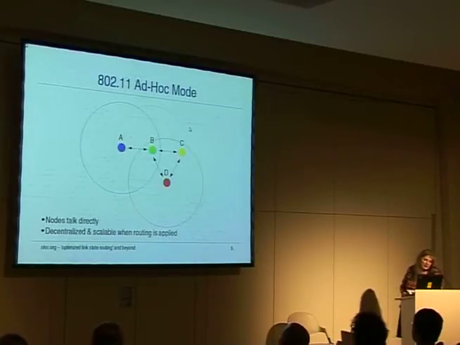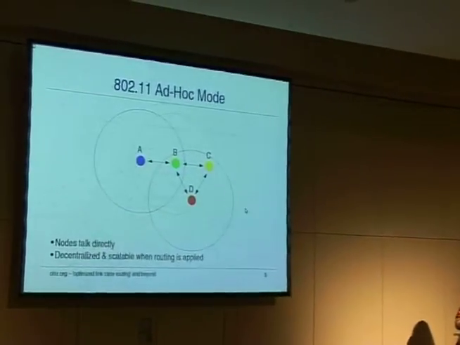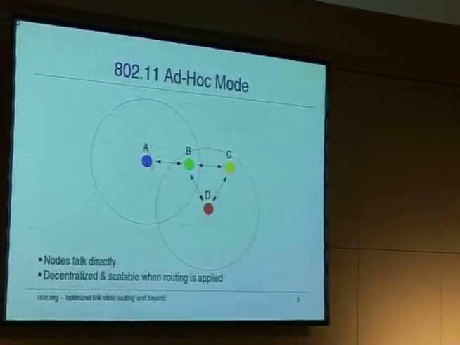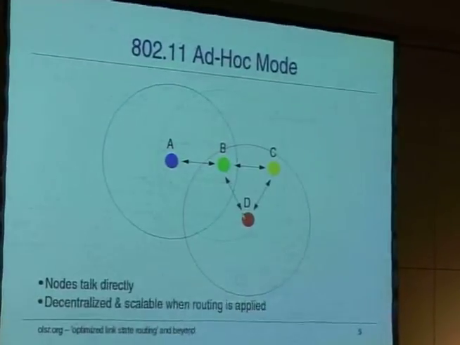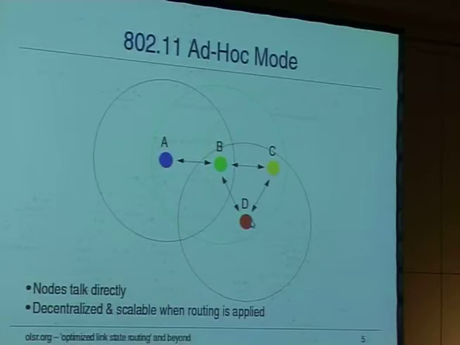So in 802.11 ad hoc mode, the nodes can talk directly. This is decentralized, better scalable, if the driver works, if the cards work. We have some really bad experience with that. And routing is applied because, well, in that slide, D is out of the range of A, so if B doesn't route, well, they cannot speak to each other. But I'm here to talk about routing and mesh networks.